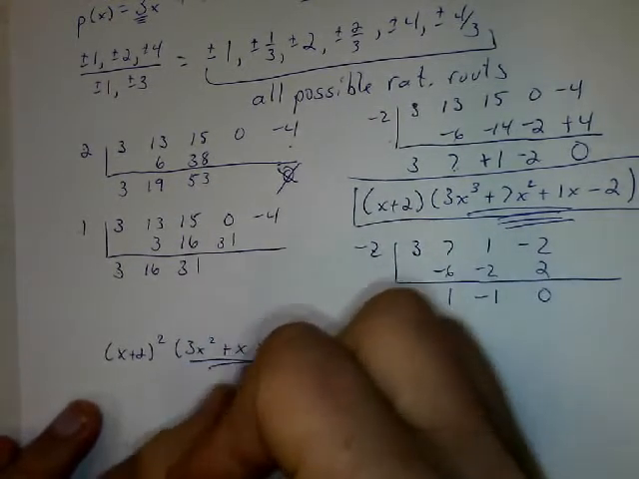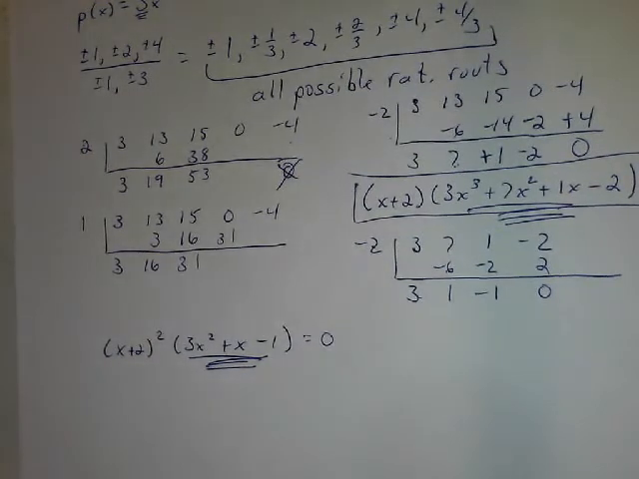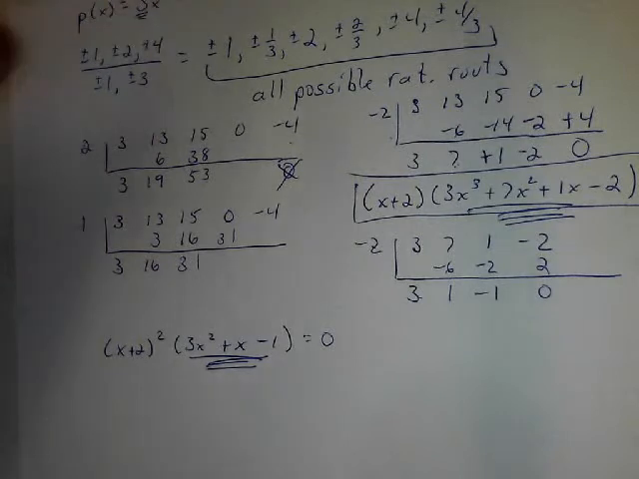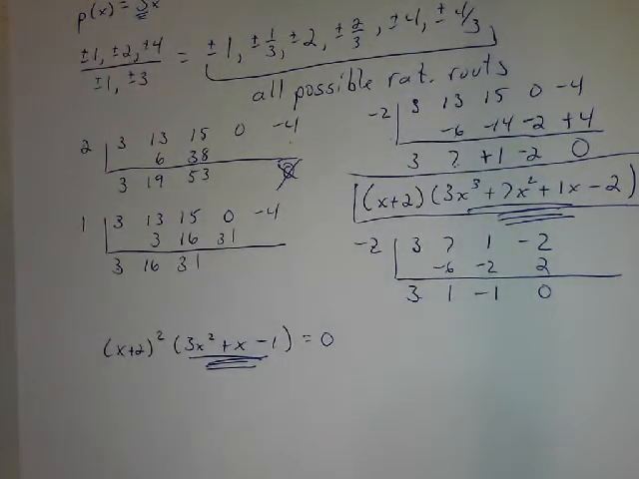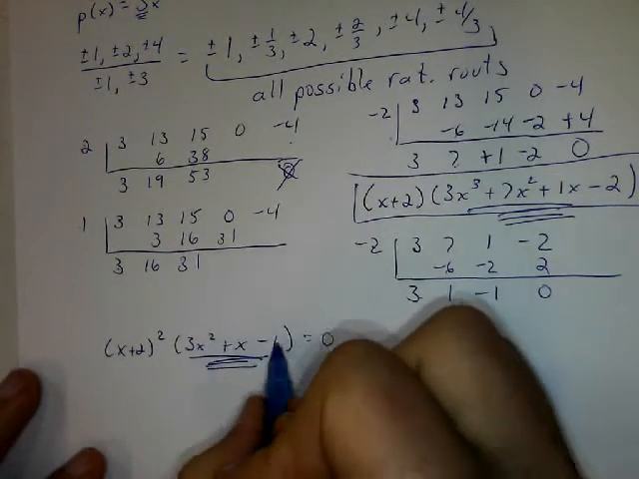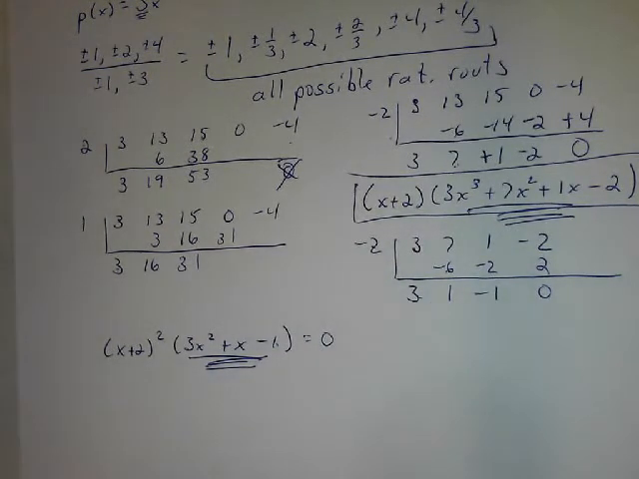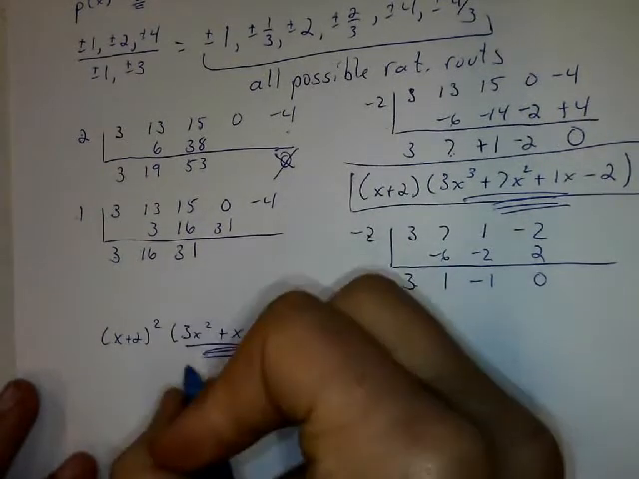I don't need to go any further because I have a quadratic. The goal is always to get a quadratic that you can solve. You notice we have an x to the 4th, so therefore we have to do it twice. If it was x cubed, we only have to do it once. We can try factoring this. What multiplies to negative 3 and adds to 1? It's not going to work. We're going to have to solve this.